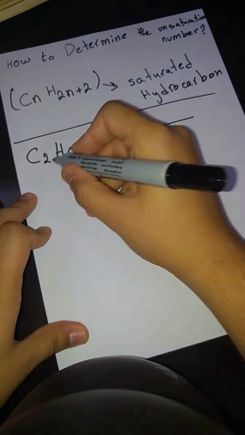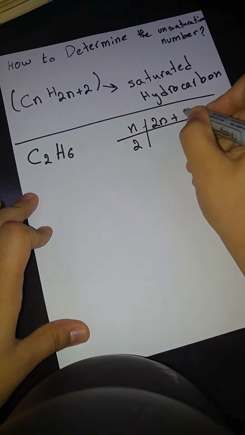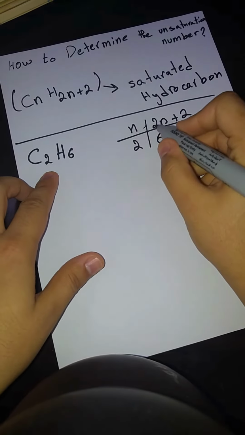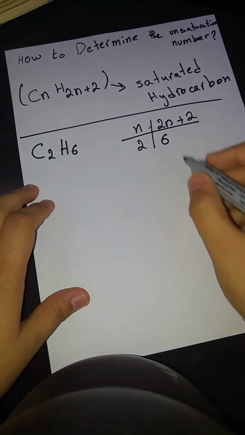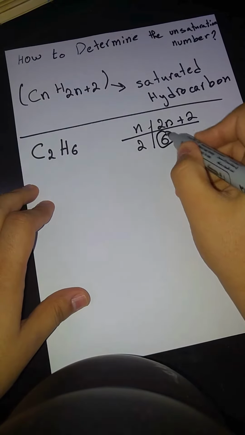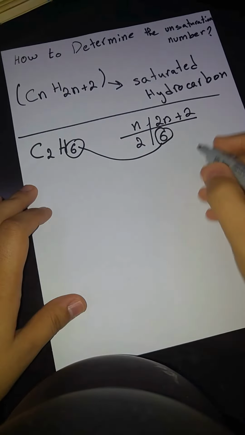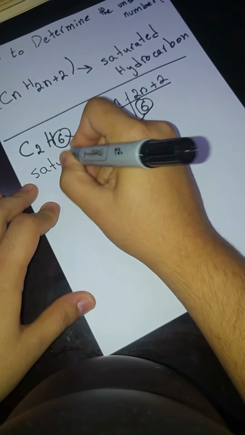If n is 2, as shown here, then 2n plus 2 should be 6. 2 times n, which is 2, is 4, plus 2, is 6. Now, the number right here is the same as the hydrogen number in this formula. It means that this formula here is saturated.